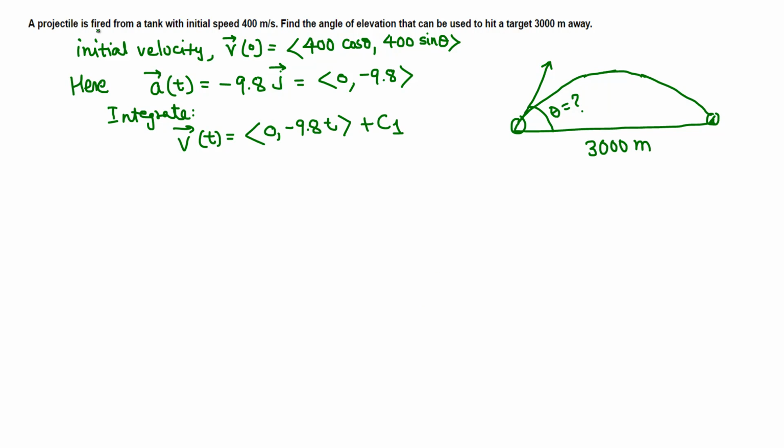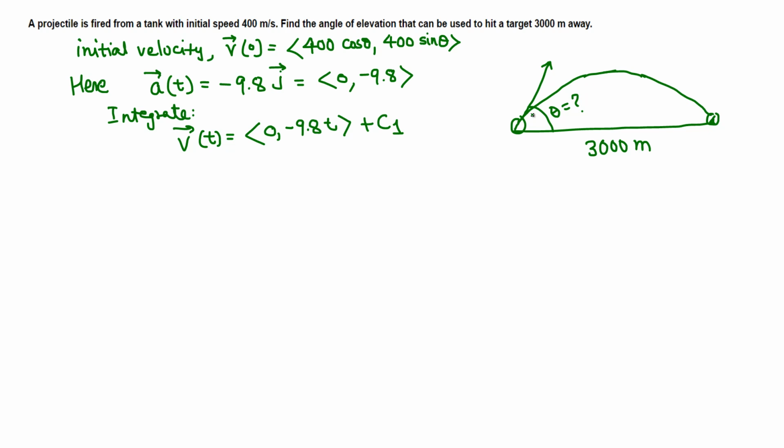A projectile is fired from a tank with initial speed 400 meters per second. Find the angle of elevation that can be used to hit a target 3000 meters away. Okay, here is the case. So we can have more than one angle, by the way.